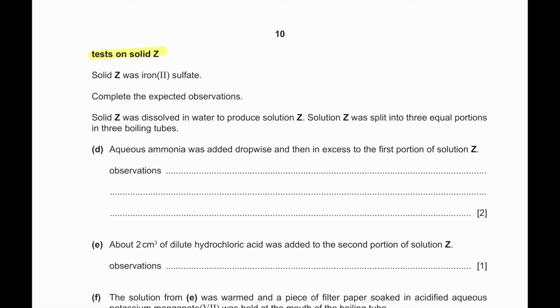Test on solid Z. Solid Z is iron 2 sulfate. Complete the expected observation. Solid Z was dissolved in water to produce solution Z. Solution Z was split into 3 equal portions in 3 boiling tubes. Aqueous ammonia was added dropwise and then in excess to the first portion of solution Z. Observation. Now we know that iron, Fe2+, when it reacts with ammonia, produces a green precipitate, and that green precipitate does not dissolve in excess ammonia.